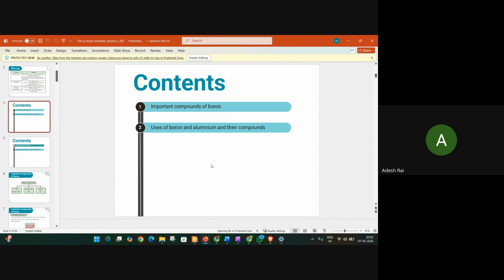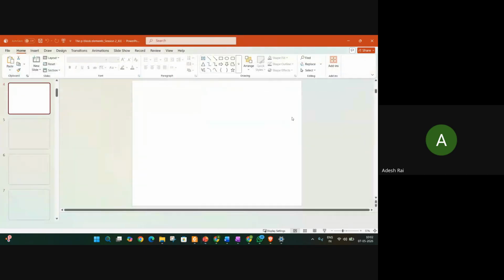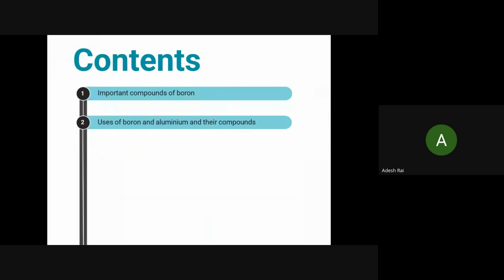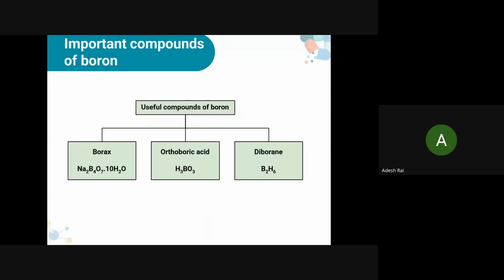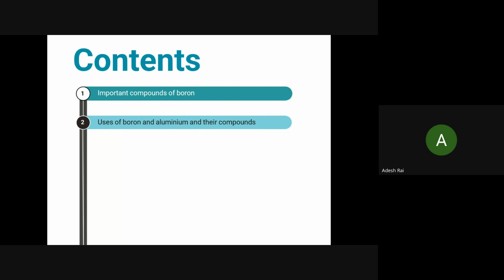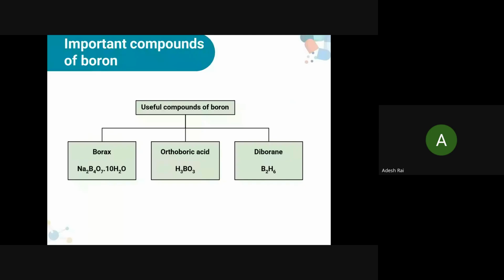These 3 compounds of boron are very useful for us. What are these? Borax, orthoboric acid, and diborane. Is that clear? So we'll study them one by one, and eventually we'll finish it all.